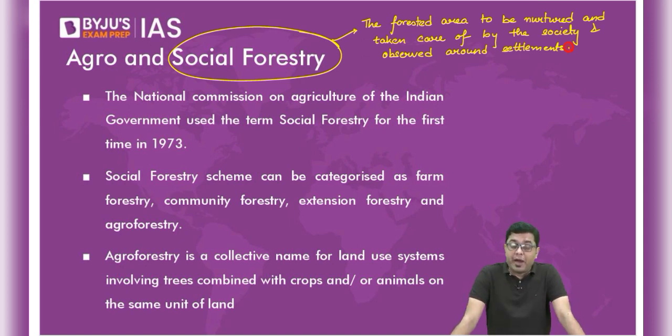So in that case, what should the farmers do? That is where, in order to augment the farm income, what was suggested was agroforestry, which is a kind of social forestry in itself. Now, what is this agroforestry?